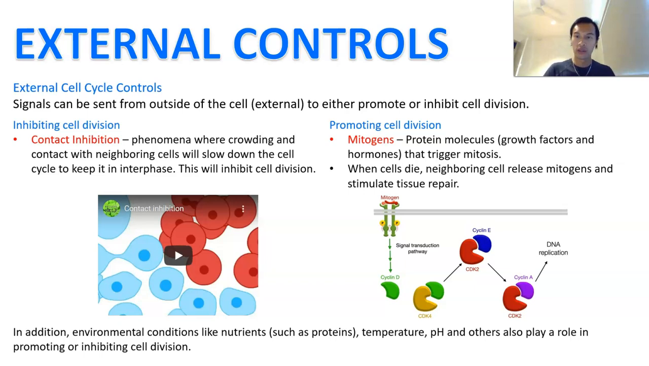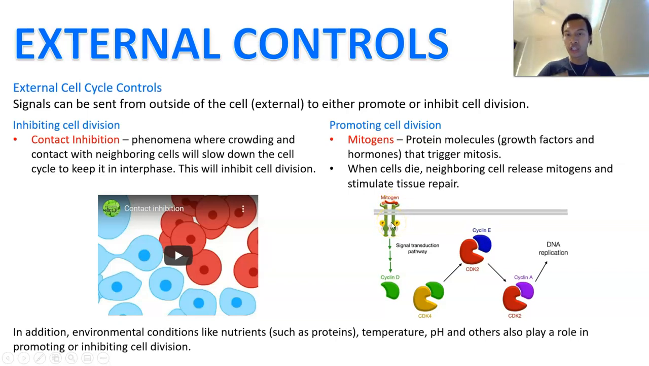So when cells die during that cut or that gash, the neighboring cells, up until that point, are going to release mitogens, and it's going to stimulate tissue repair, right? So here's your cell, here's the plasma membrane, and this mitogen is going to attach to a glycoprotein on the surface of your plasma membrane.